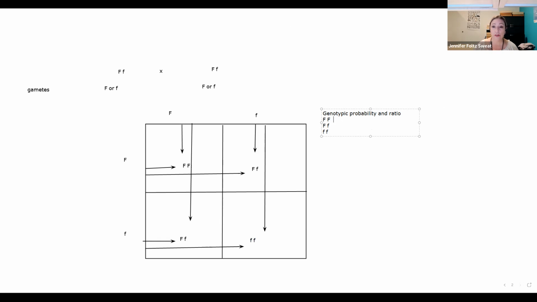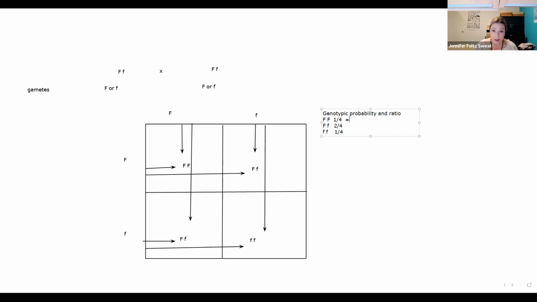So how many squares out of 4 have big F, big F? 1 out of 4 squares. 2 out of 4 squares have big F, little f. And 1 out of 4 squares has little f, little f. So what this is telling you is that for every 4 individual plants, you have 1 that will be big F, big F, 2 that will be big F, little f, and 1 that will be little f, little f. Those are probabilities. Okay, so they're approximate.